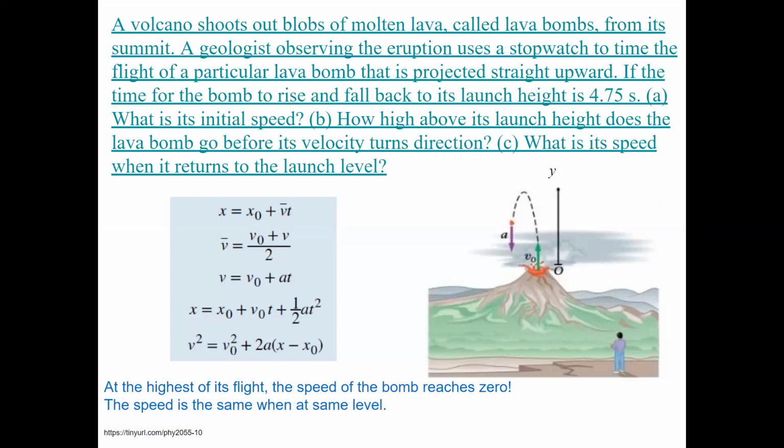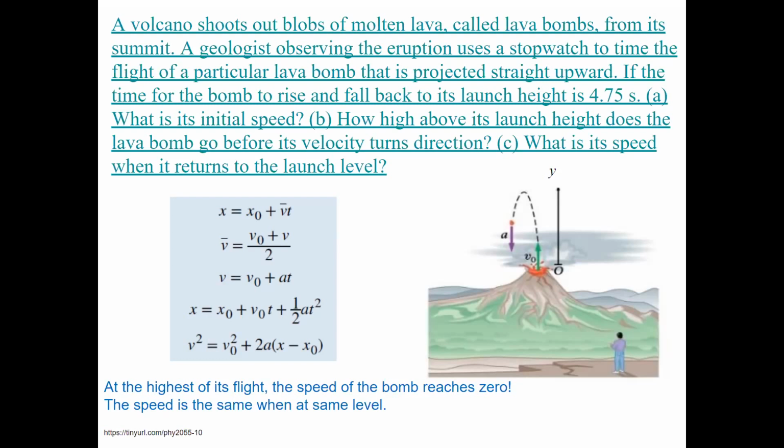All right, so two pieces of information you can apply from this point on, because we learned it now from this problem, okay? So at the highest point of the flight, the speed of the bomb will reach zero, okay? It applies also if you throw anything else upward, okay? So at the top, the vertical speed will be zero. The speed is the same at the same level, okay? So over here, it's the same. Now, if you are at some point over here and there, if they are at the same level, they should also be the same, okay?